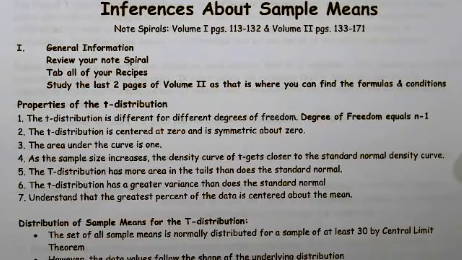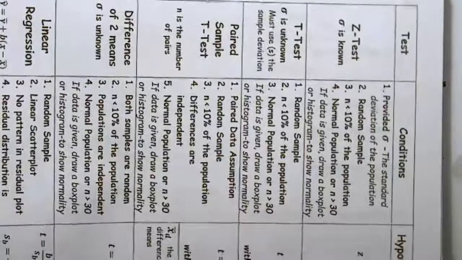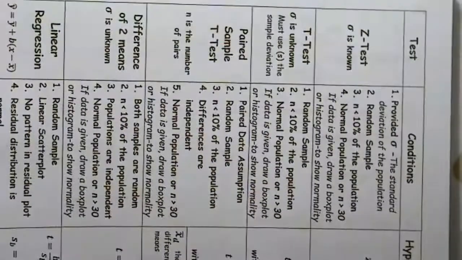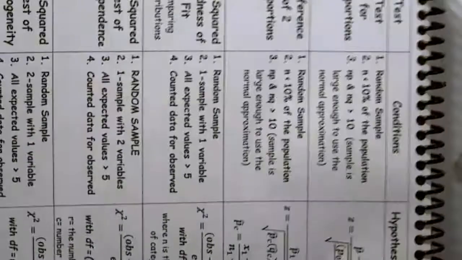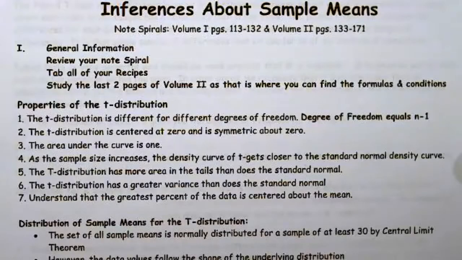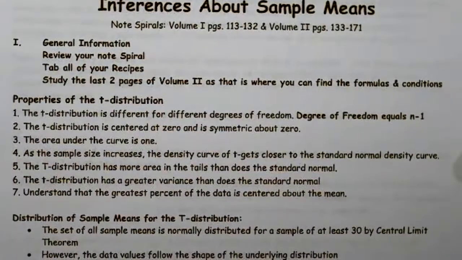Study the last 2 pages of Volume 2, because that's where you can find formulas and conditions. I don't have a good way to put this on a document camera. Your last 2 pages, I have it turned sideways, have all the conditions, all the formulas, and that would be easy, quick access, since this year they're allowing you to utilize notes, etc., during the exam. So that would give you quick access and might be very beneficial to you in the middle of the exam.